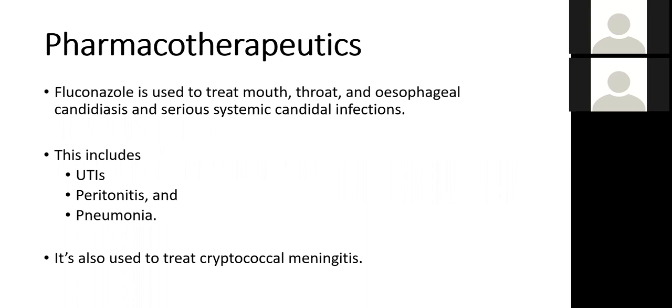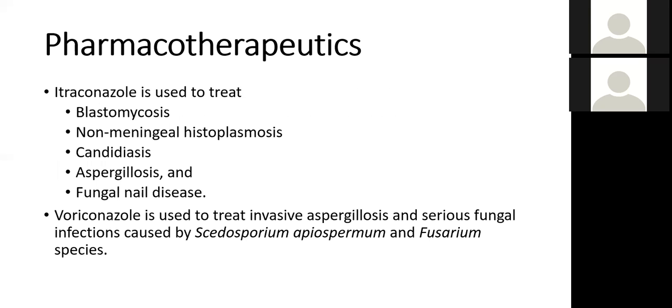Okay, so fluconazole is used to treat candidiasis, mainly of the mouth, the throat, and then esophageal candidiasis. So mainly in HIV patients. And then also for cryptococcal meningitis. And itraconazole is used to treat other fungal infections like blastomycosis, non-meningeal histoplasmosis, candidiasis, and then fungal nail disease. And voriconazole is used to treat aspergillosis.